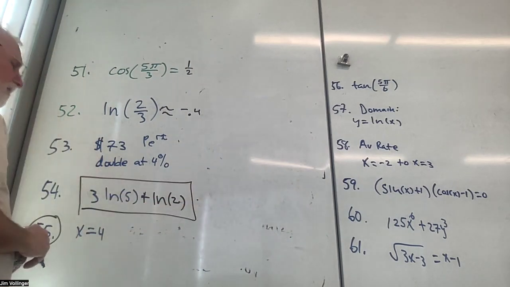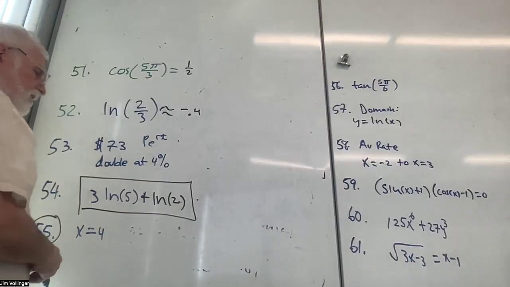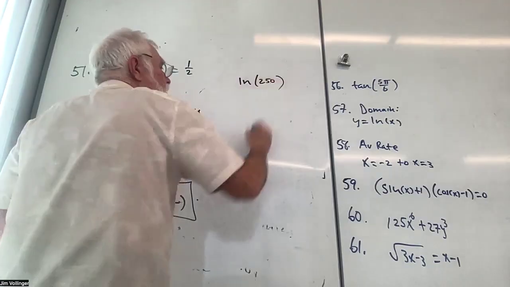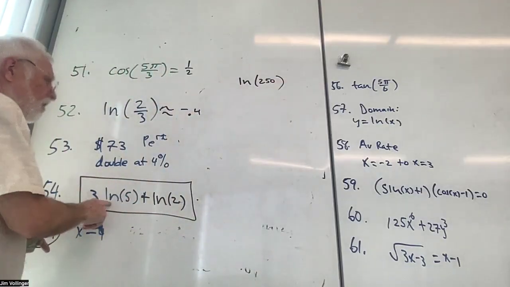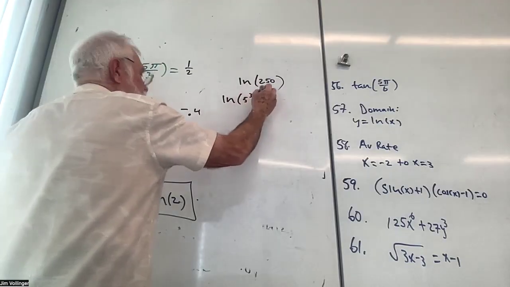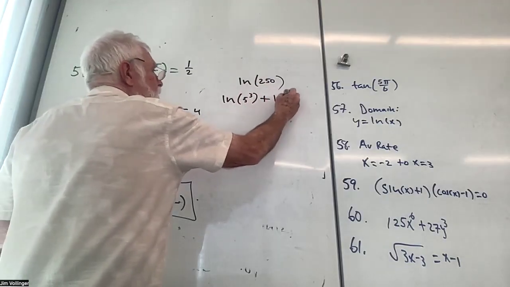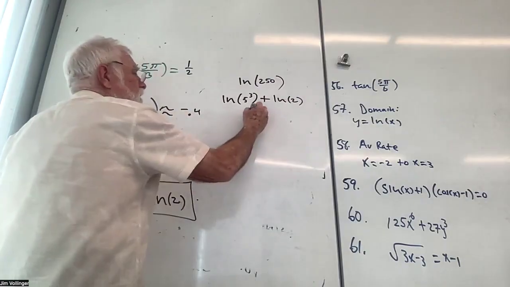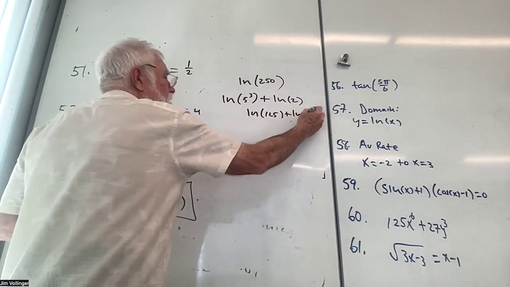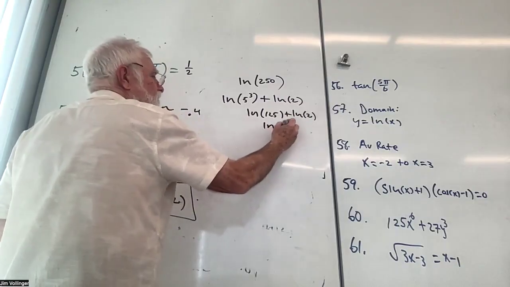Let's do 54. 3 ln of 5 plus ln of 2. I know that's the ln of 250 just by looking at it, because I know that's the same thing as the ln of 5 cubed plus the ln of 2, which is the ln of 125 plus the ln of 2, which is the ln of 250.